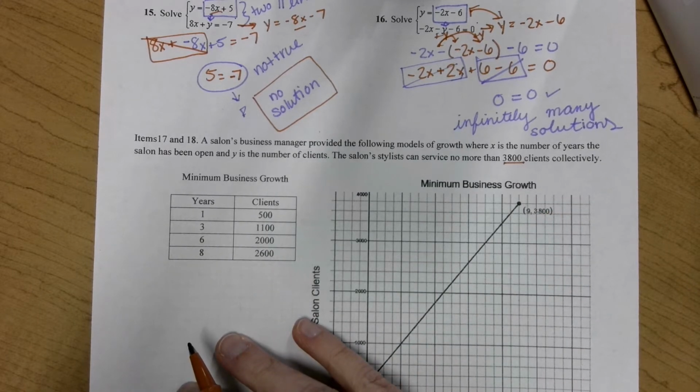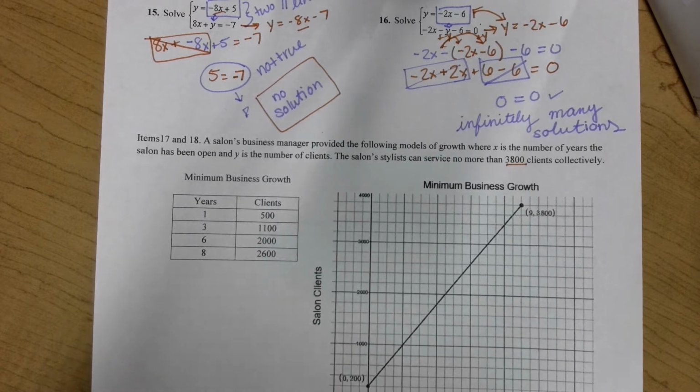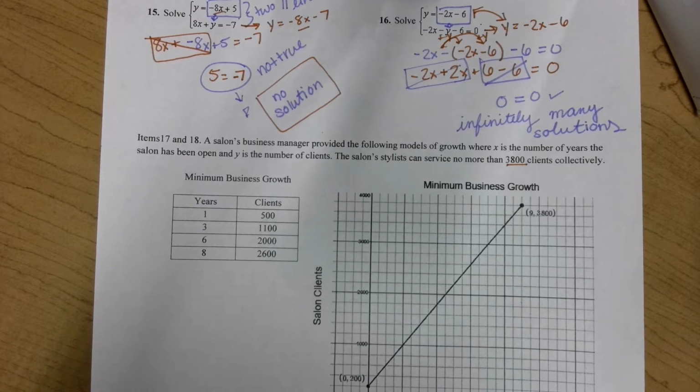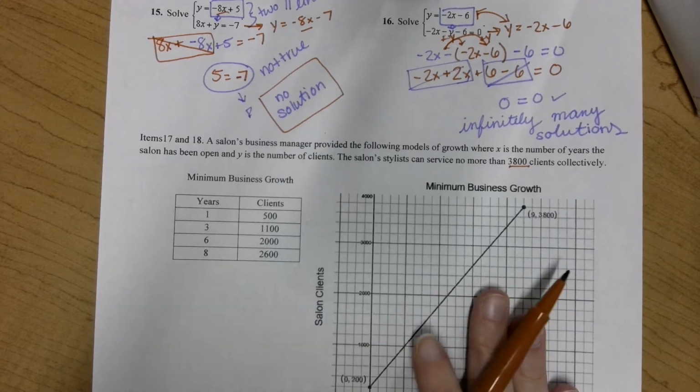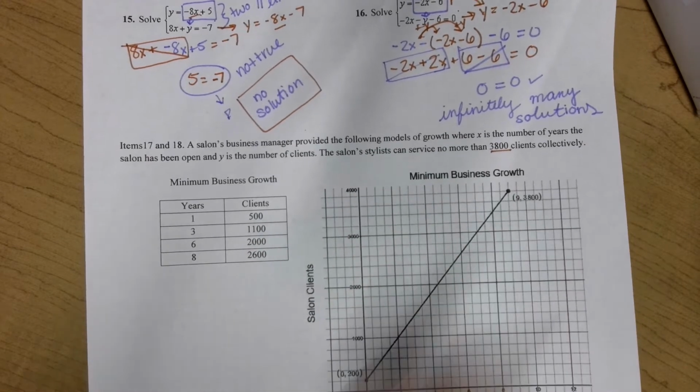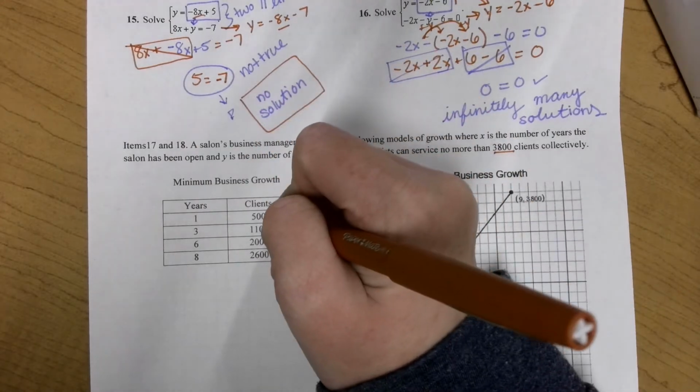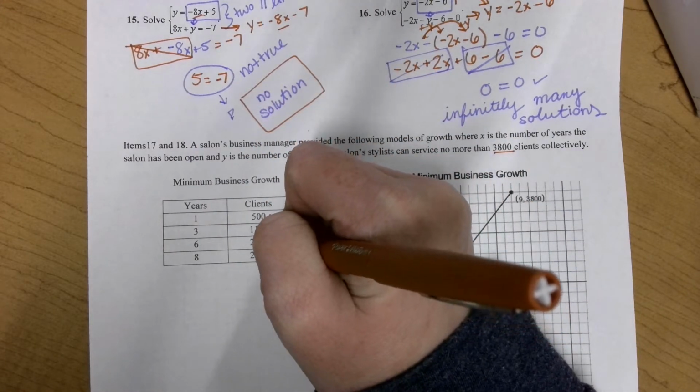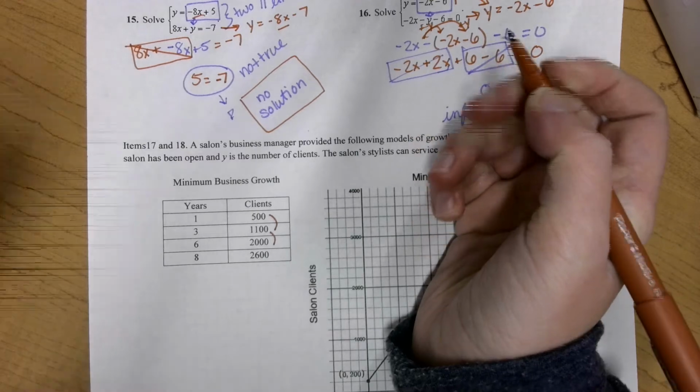All right, actually, I'm looking at these. One of these should be minimum and one of these should be maximum. So there's a typo on one of these, and we'll figure that out in a minute. So number 17 says, considering both projections of business, how many clients might the salon have after 7 years? So what we're going to want to do is find the equations for each of these models. So the first thing I'm going to do is look at my rate of change. So we have to find the slope first.